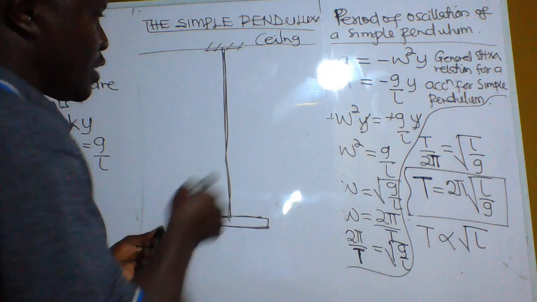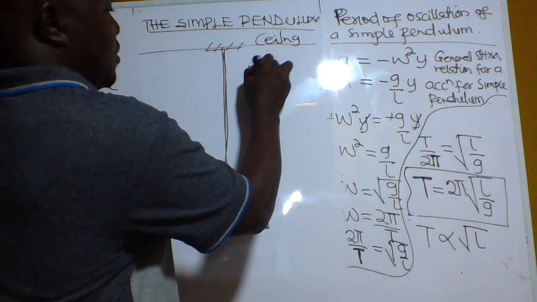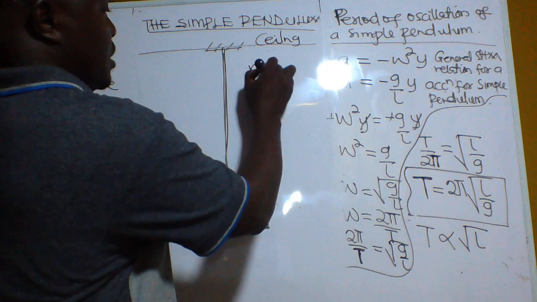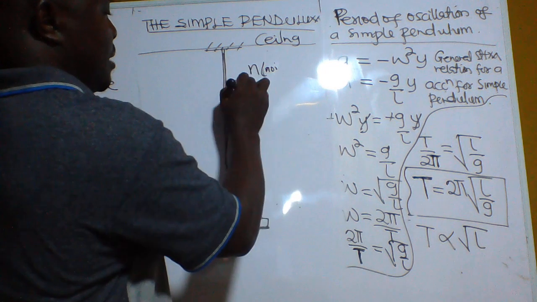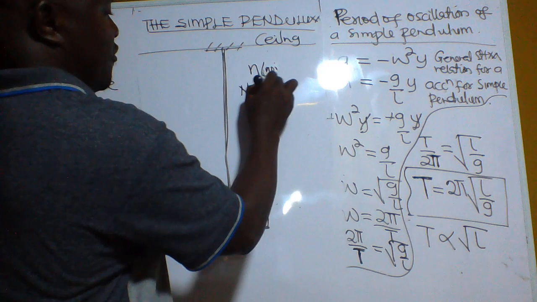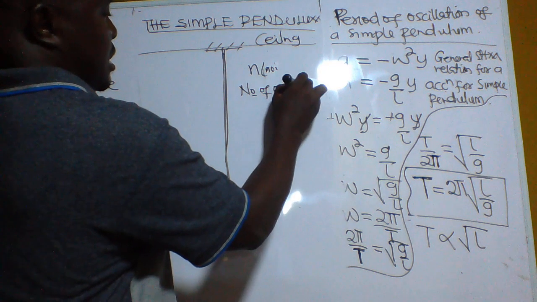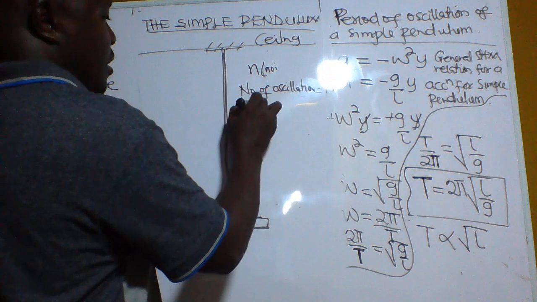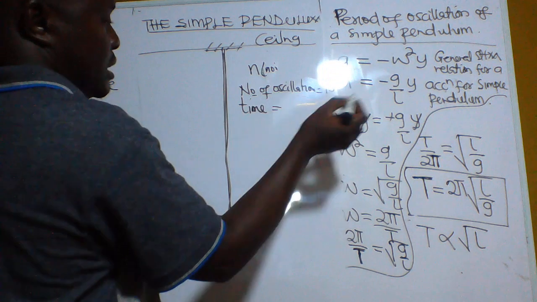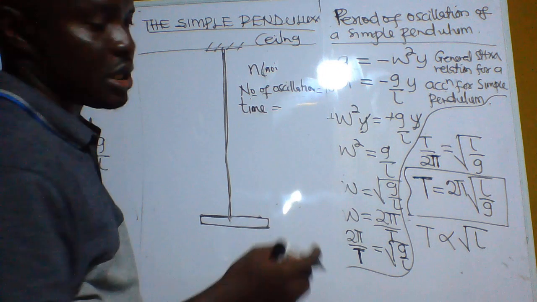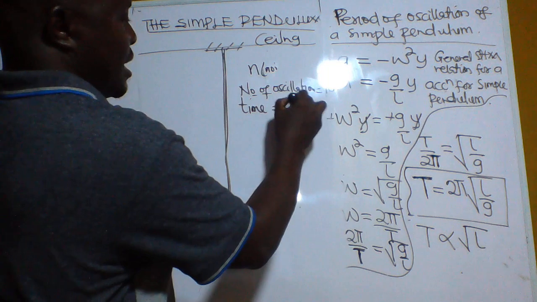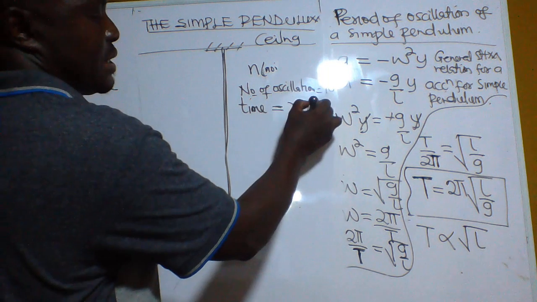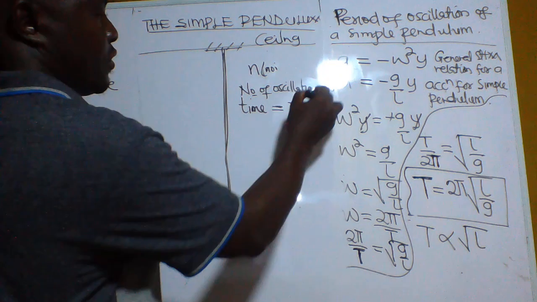So what do you have? You have n, the number of oscillations. You have 10. Then the time for that number of oscillations is what you determine using the stopwatch, so x. So you have x seconds for 10 oscillations.